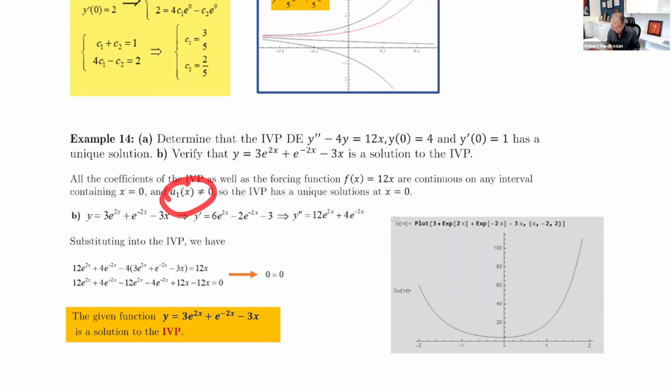So we know that a1 of x is not equal to 0. So the initial value problem has a unique solution at x equals 0, because if you substitute, again, 0 is that number, so it's not 0. Then part B, verifying, we're very good at that now. All you have to do is find the first derivative and the second derivative, substitute, and you get 0 equals 0. So the given solution is a solution to the given initial value problem.